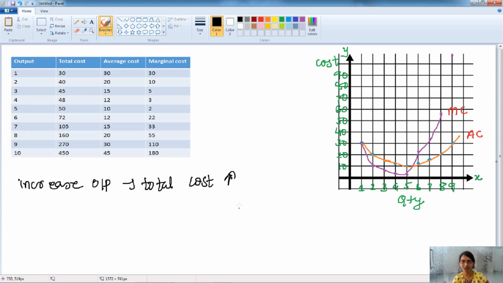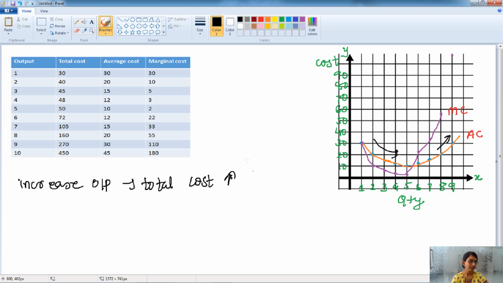We have understood about the average cost and the marginal cost. Here we have the total cost of 30 when the output is 1. When the output is 2, it is 40, 45, 48, and it is in increasing order. It is shown in the graph also. Here we have the average cost curve, and this is the marginal cost curve.